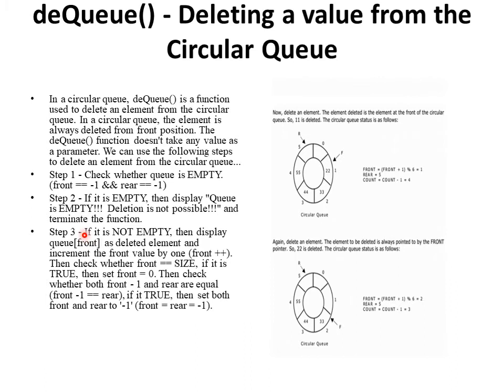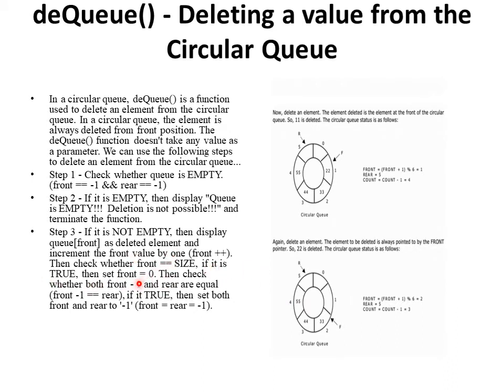Front is the position where I want to delete an element, and then increment the front value because I want to move to the next position. Diagrammatically you can see this. For that reason I am incrementing front plus plus, that is front equals front plus 1. Then check whether front equals size, that is maximum size. If it is true, then set front equals 0.